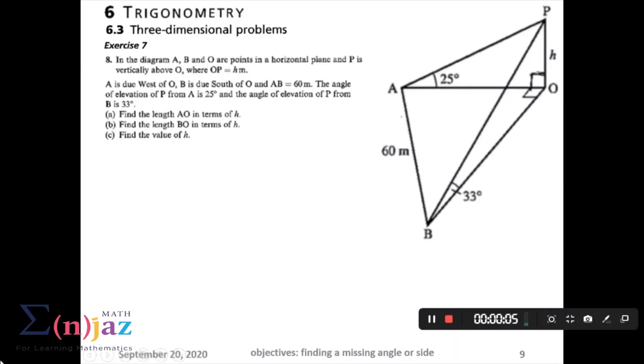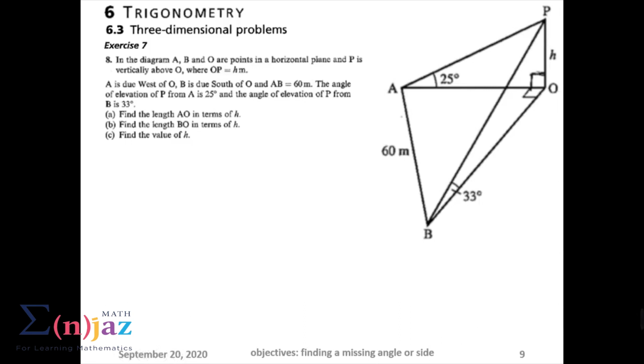Good evening, everyone, and welcome back to solving three-dimensional problems using the sine and cosine rule, as well as Pythagorean theorem. So here we are finding missing sides or missing angles, and that's our objective of the video today. But it's in 3D objects such as the one we see here in this diagram.